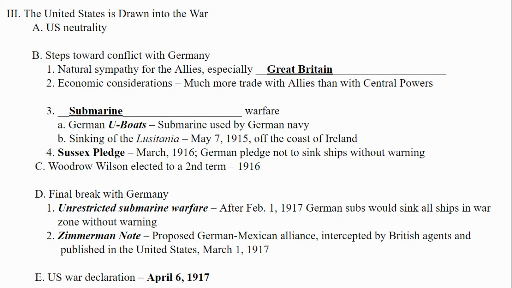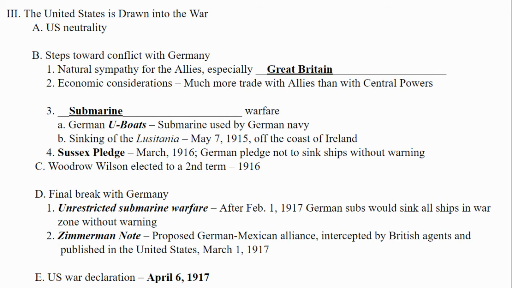Another aspect that comes into play here is the German use of submarines. The German U-boat used by the German Navy, they began to sink Allied shipping, and they would sink ships from any nation that was considered to be helping the Allies, even if they were not directly part of the conflict.